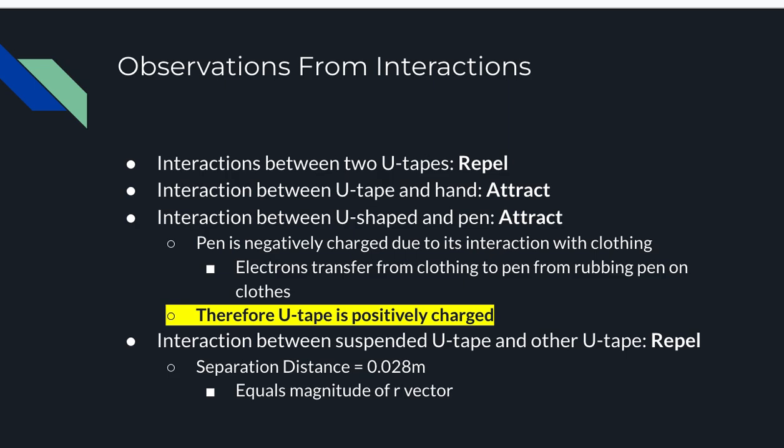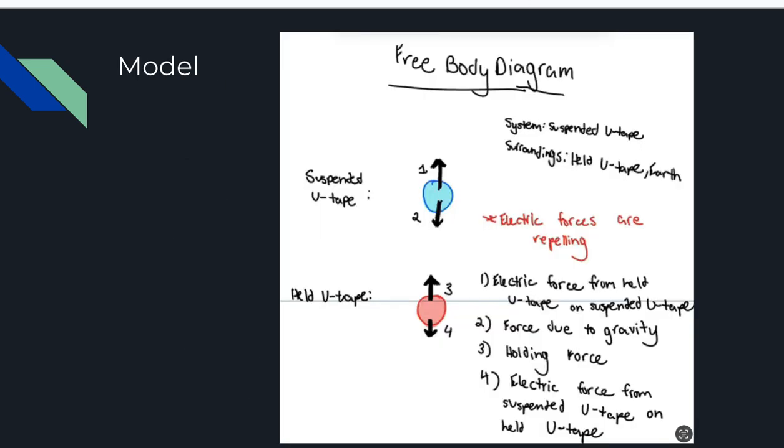The interaction between the suspended U-tape and the other U-tape repelled, and this was the calculated separation distance of 0.028 meters. This was the free body diagram of the interactions between the two tapes. The system was the suspended U-tape, and the surroundings were the held U-tape and the Earth. The electric forces are clearly repelling, and you can see that there is a net force of 0 here because the forces cancel out, and the forces here are labeled.